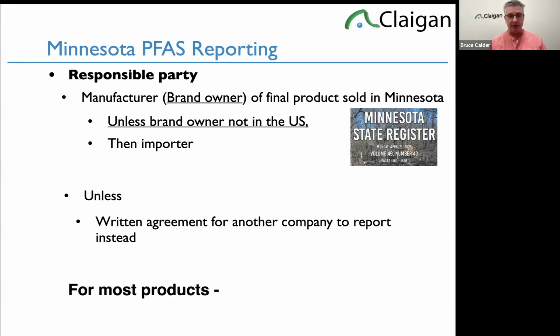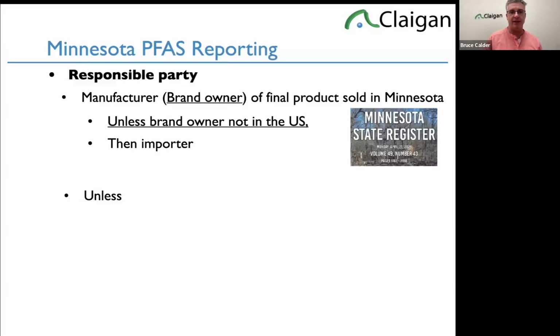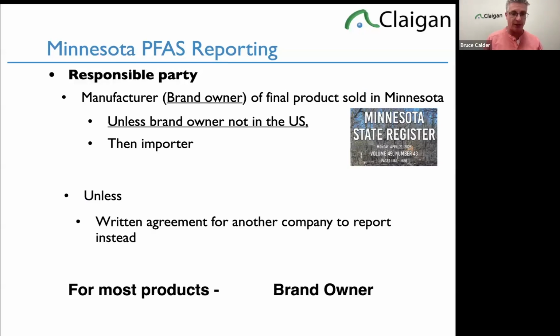So the default is the brand owner, unless the brand owner doesn't exist in the US. So again, the default for most products is the brand owner. Unless the brand owner doesn't exist in the US, then it's the importer. You can have a written agreement between two companies for them to report, but they actually have to say who they're reporting for, and they end up paying fees anyways. So you can, and I'm not exactly sure why, but you can. I think it's unnecessarily complicated.